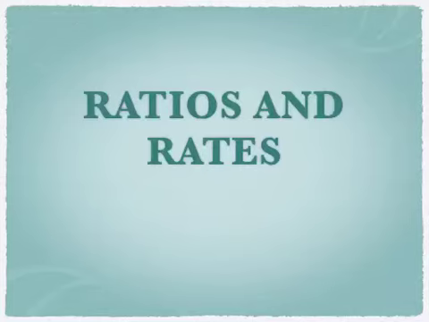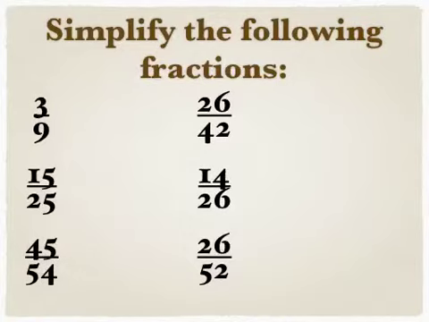Ratios and rates. The first thing we need to refresh ourselves on is simplifying fractions. So if you'll remember, when we're asked to simplify fractions, you can find a number that goes into both the numerator and the denominator, or that the numerator and denominator are both divisible by. You can divide both the top and bottom by the same number, and then if it goes into it evenly, you will have a simplified fraction.